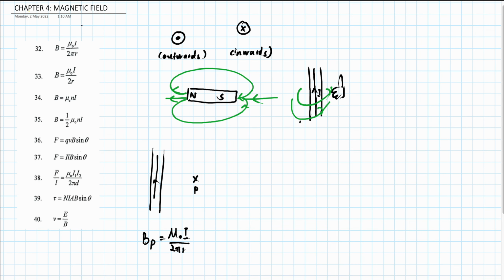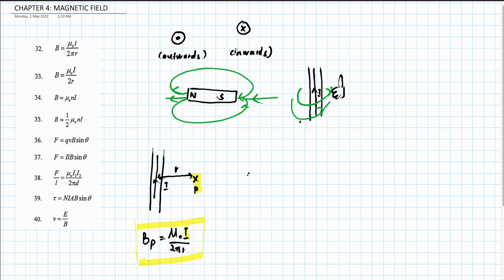Okay, di mana BP ini adalah magnetic field dekat point tu. Tak kisahlah point tu point A ke, dia akan jadi BA lah. Tapi sekarang dia adalah point P, so dia adalah BP. Mu naught adalah nilai constant, which is 4 pi times 10 to the power of negative 7. I ini adalah current in the wire. 2 pi r, r adalah distance daripada wire itu sampai ke point itu.